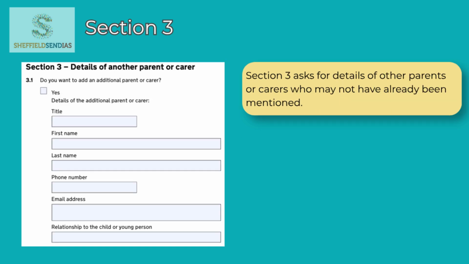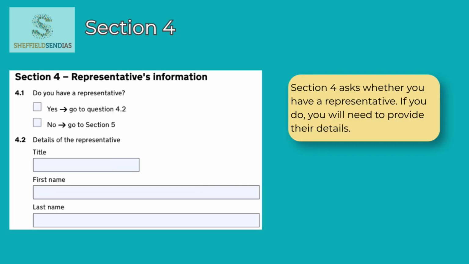Section 3 asks for details of other parents or carers who have not already been mentioned. Section 4 asks for any information about a representative. You have the right to appoint a representative, usually a legal representative, but you don't have to. Most parents do not have representatives when appealing to SEND Tribunal. The representative is someone who can act on your behalf and receive information about the appeal and respond to it for you. The tribunal will only contact your representative.